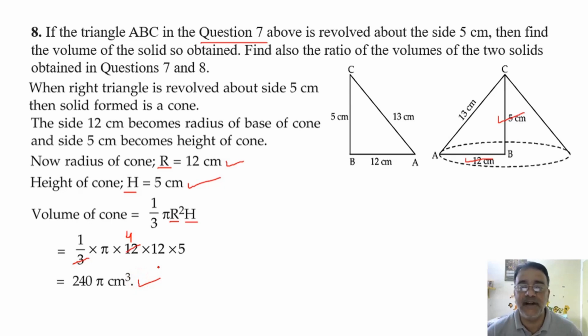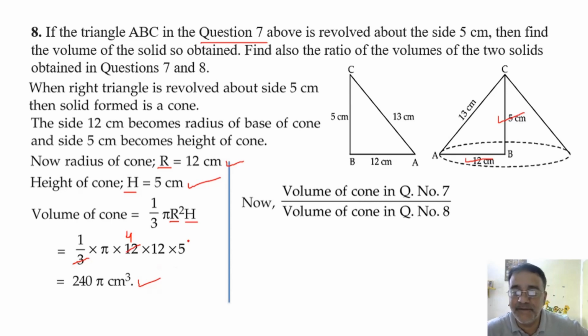Now what we have to find? Next part. What we have to find? Ratio between them. Right. Ratio of the volumes of the two solids obtained in question number 7 and question number 8. So now the volume of the cone in question number 7 is 100 pi and in question number 8 is 240 pi. So here pi cancels and one 0 also you can cancel. And what is the final answer?